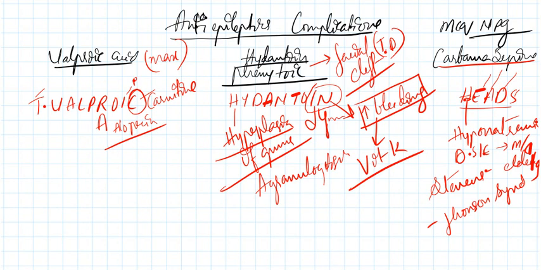And one more thing is oxcarbazepine and eslicarbazepine. These are two other forms of carbamazepine. These two are less toxic than carbamazepine. They are less toxic, but what do they cause? More hyponatremia than carbamazepine. They are less toxic than carbamazepine, but they cause more hyponatremia.